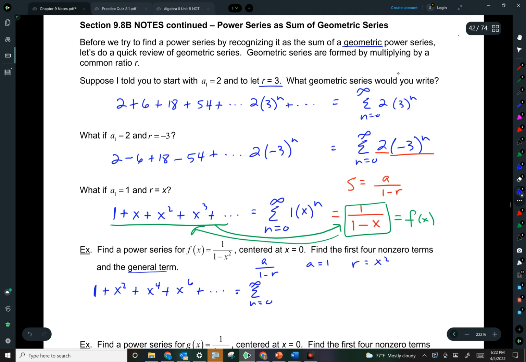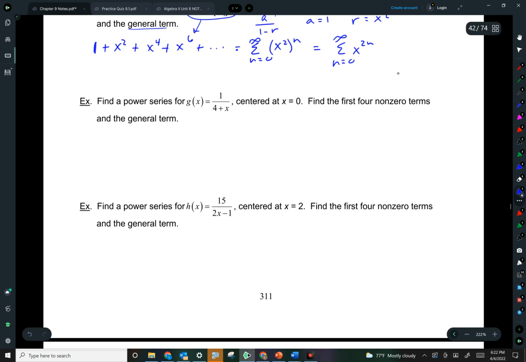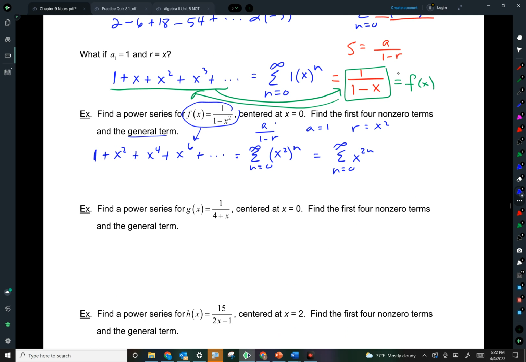Well, if I'm thinking of this as geometric, isn't it a times r to the n? So a, which is 1, and then r to the n. And if I want, I could think of that as the sum as n goes from 0 to infinity of x to the 2n. So essentially, I've written the series for this function, but I didn't have to go through finding f prime of x, and then the second derivative at x, and then the third derivative at x, and then plugging 0 in for all of them, and then using that formula up at the top. I just made it look like the sum of a geometric series.